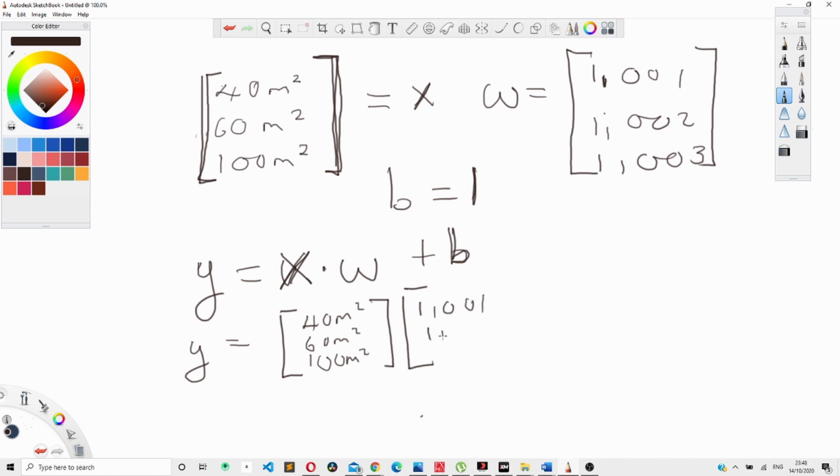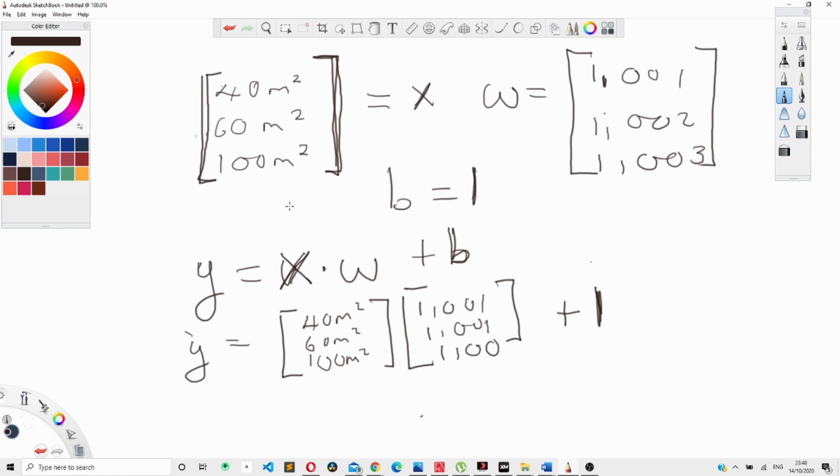1.001, 1.002, and 1.003. And then we add the bias to them. This will give us the price of the house, right? So this is the basic mathematics of how the expression for the neural network works, right?